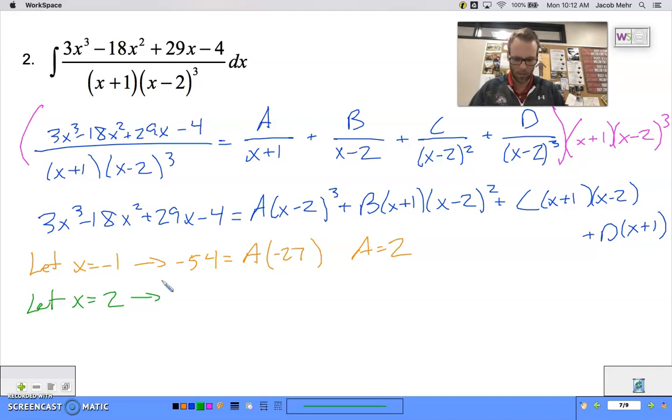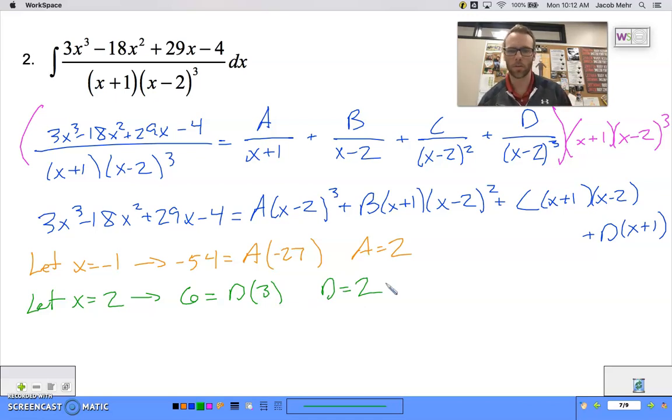All right, I'm going to do that on my calculator here. Left side, I get 6. On the right side, 0, 0, 0. D times, what are we letting x equal? 2. D times 3, so we get d is 2. All right.